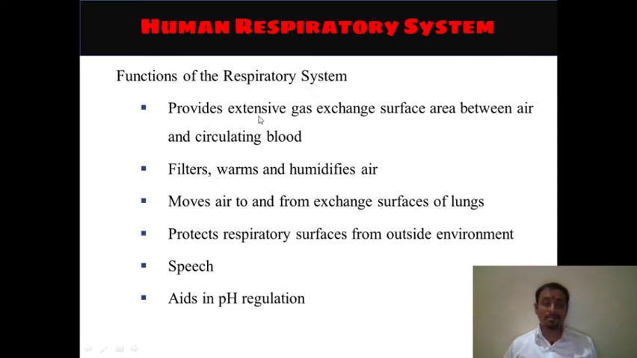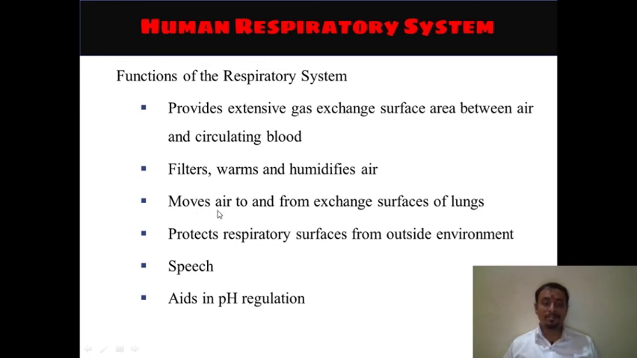Functions of the respiratory system are given here. Provides extensive gas exchange surface area between air and circulating blood. Yes. Then filters, warms and humidifies air. Definitely correct. When we breathe air from the outside atmosphere, it has a different temperature than our body temperature. So when we inhale air, it is conditioned and its temperature is changed to our body temperature.